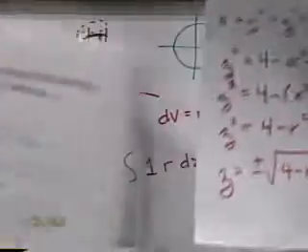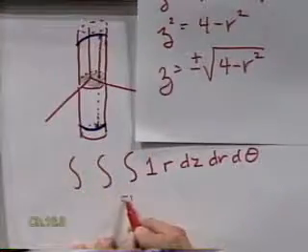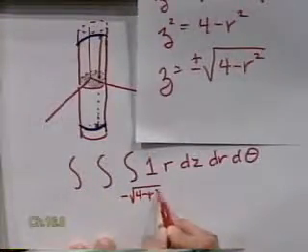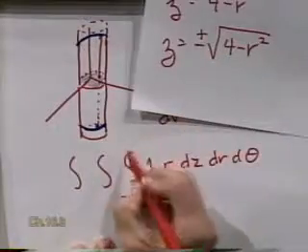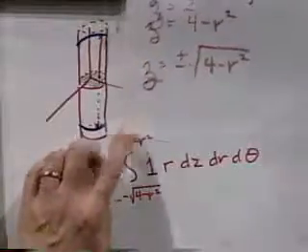So coming back to my integral, we want to know what's z on the top. Well, z on the bottom is going to be minus the square root of 4 minus r squared, and z on the top is plus the square root of 4 minus r squared. Okay, you all with me?